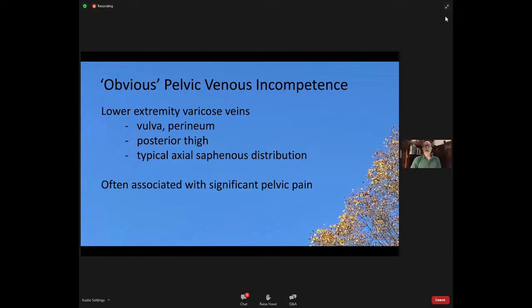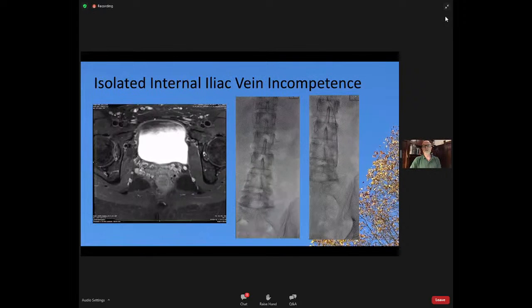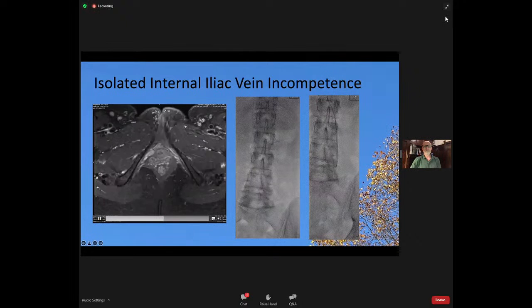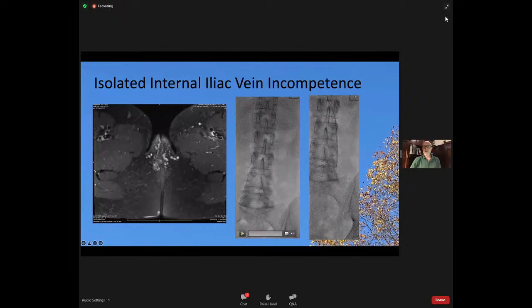So what I put up here is probably the easiest cohort of patients to decide to treat, what I would call obvious pelvic incompetence. And that's patients who have associated lower extremity venous incompetence, posterior thigh, vulval, perineal, often associated with significant pelvic pain. And we can see here in this MR, there's a myriad of veins around the perineum, all through the thigh.